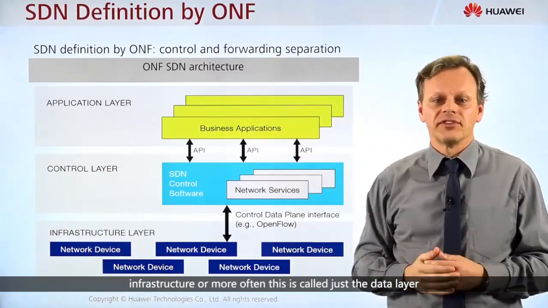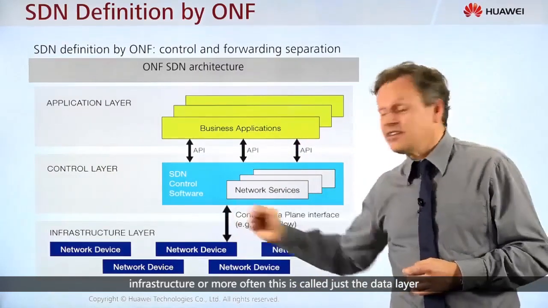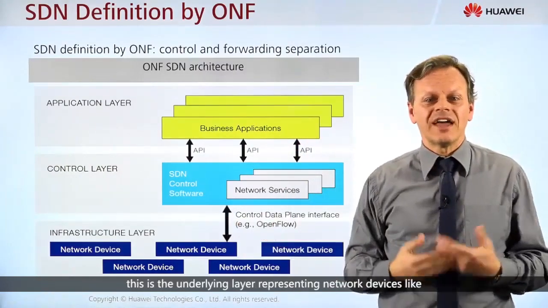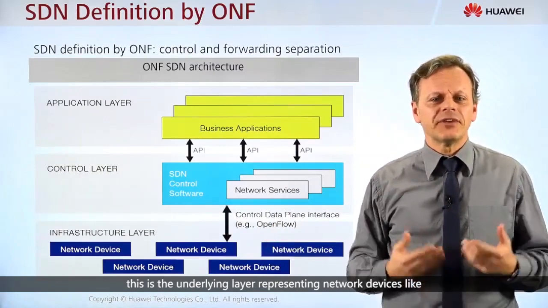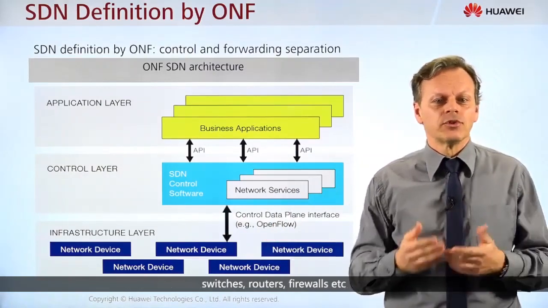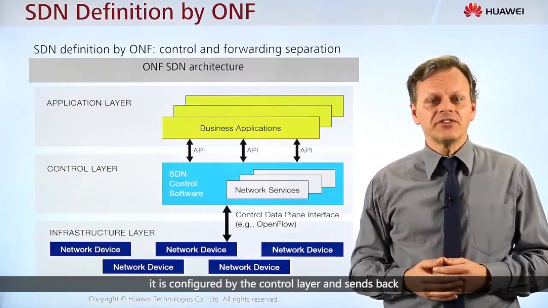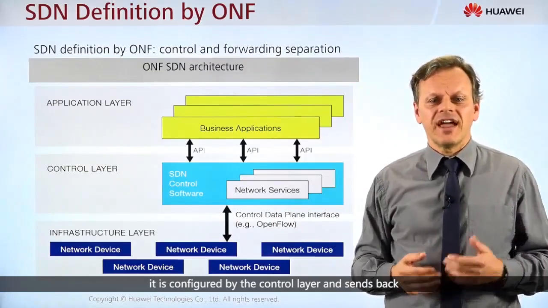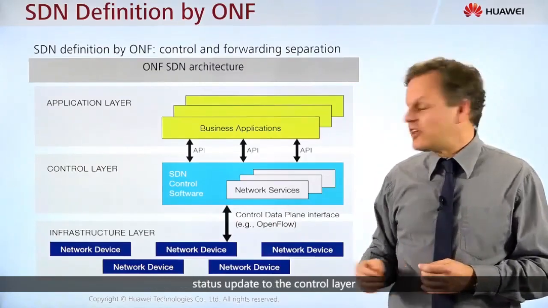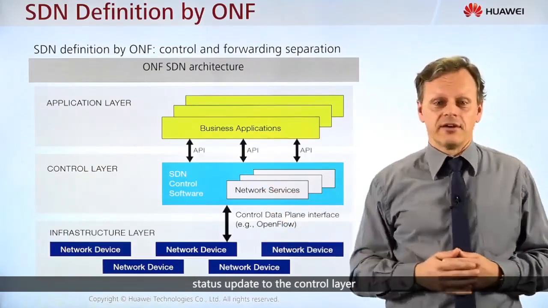Infrastructure layer, or more often just called the data layer. This is the underlying layer representing network devices like switches, routers, firewalls, etc. It is configured by the control layer and sends back status updates to the control layer.